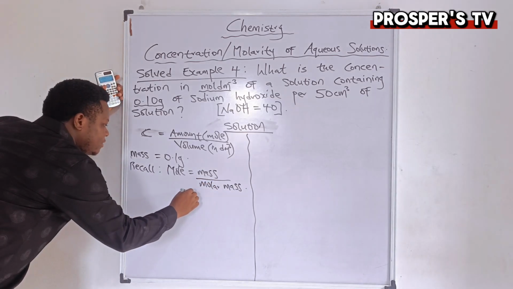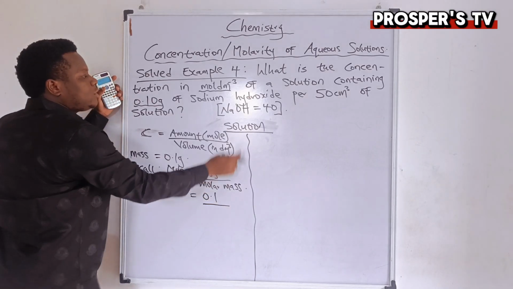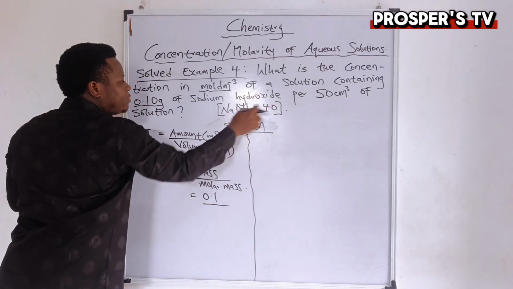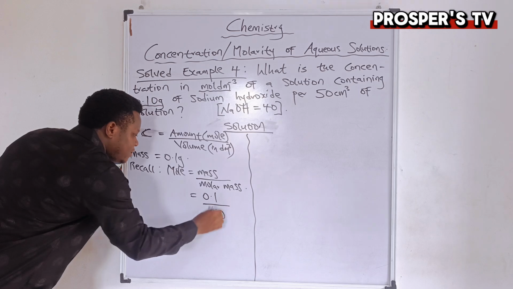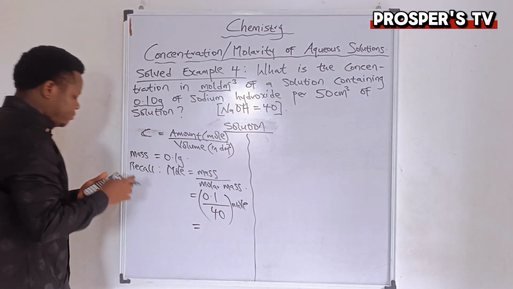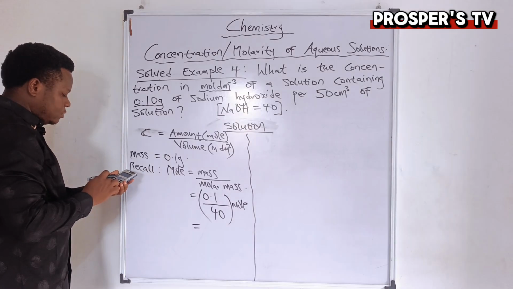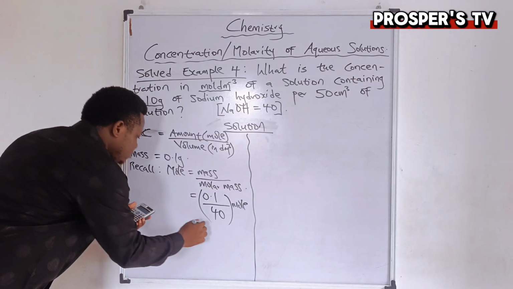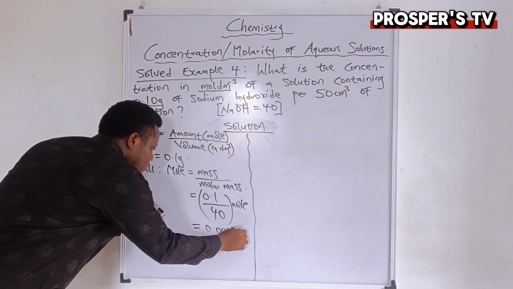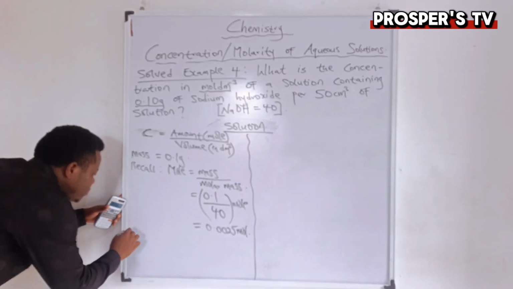So we can now say our mass in the question is 0.1 divided by the molar mass of sodium hydroxide, which was given to us to be 40 in the question. So this number here represents the molar mass. So divided by 40, and this is in moles. You punch your calculator, 0.1 divided by 40 would give you 0.0025 moles.